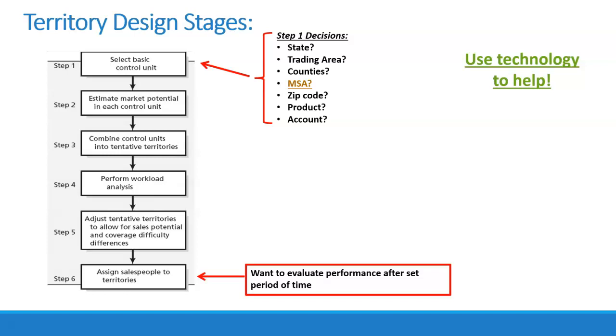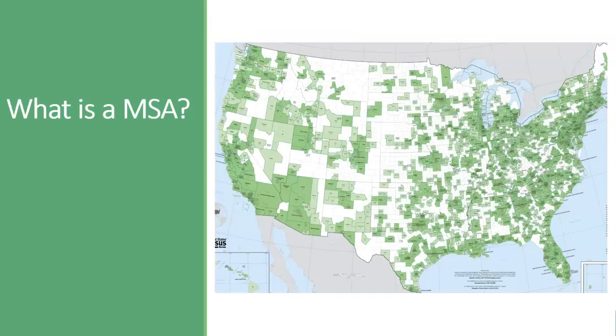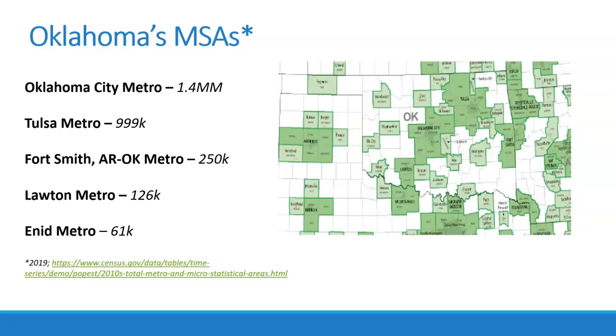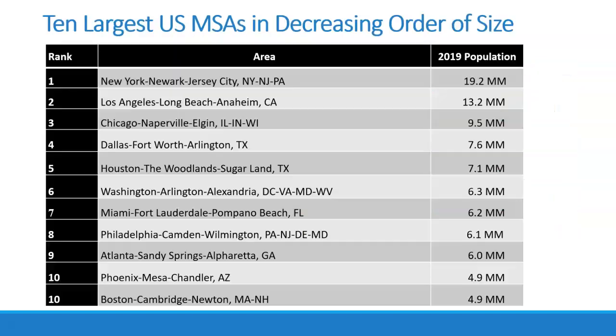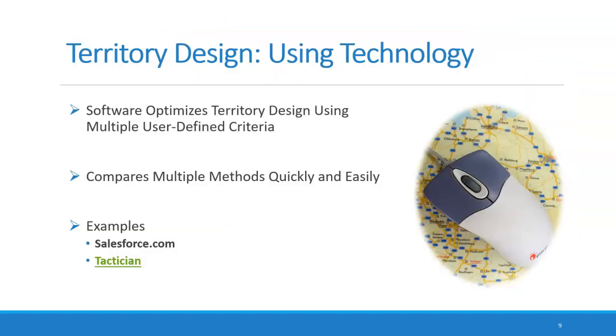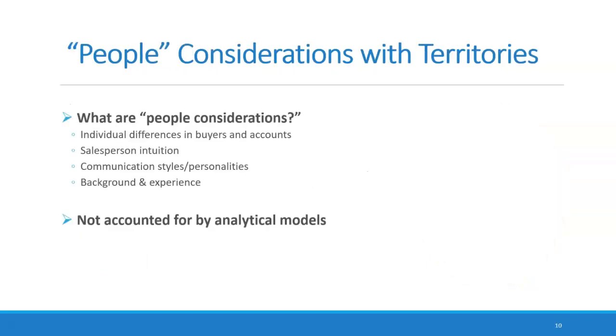Whether to use a technology or not goes back to how big your sales force is. If your sales force is really small, it doesn't make sense that you have a statistician that knows how to perform these analyses. If you're a Walmart, then you probably have someone. Okay, so this is the MSA, going through this, which we've already touched on, and territory design technology.